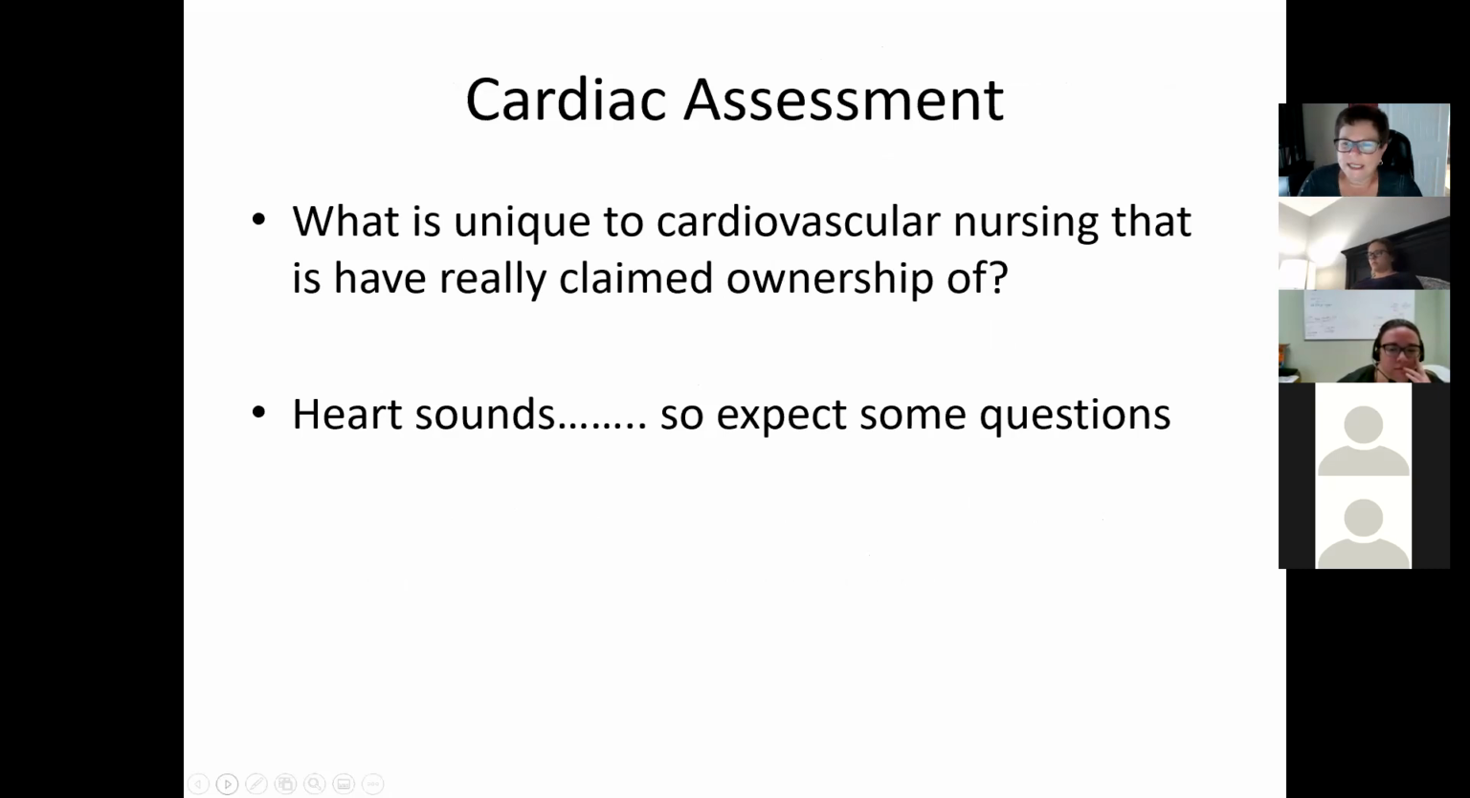Okay, so let's get into some things. So cardiac assessment. When you think about what is unique to a cardiovascular nurse, we really have claimed ownership of heart sounds. So expect to have some questions. Whenever you hear somebody speak of a cardiovascular nurse, they'll be like, oh, well, yeah, she's used to listening to heart sounds. It might be an assumption, but it is an assumption that has been made by CNA. And so you should expect some questions.